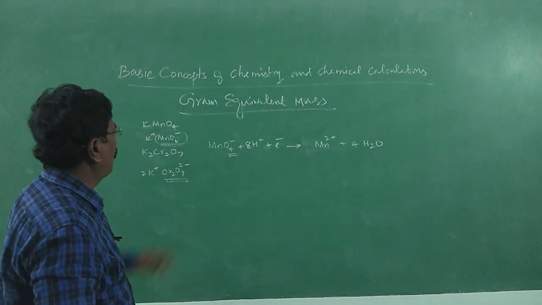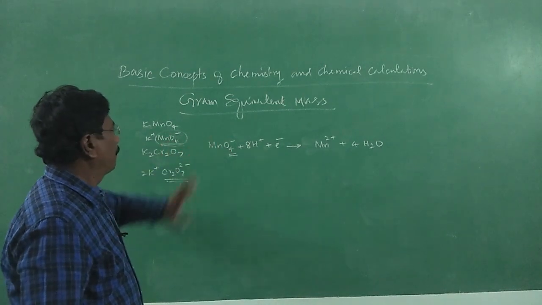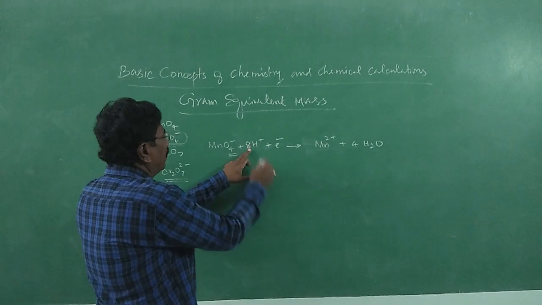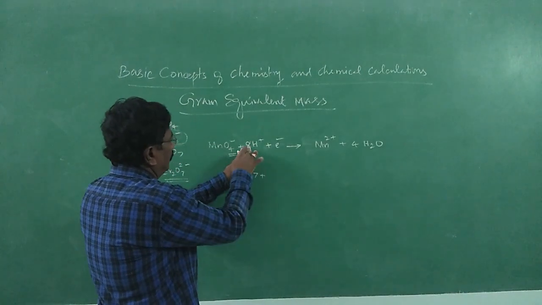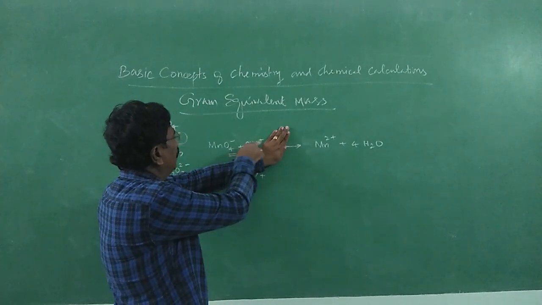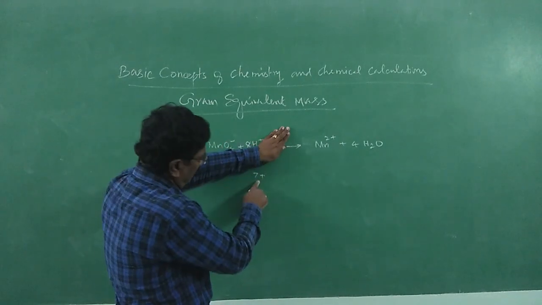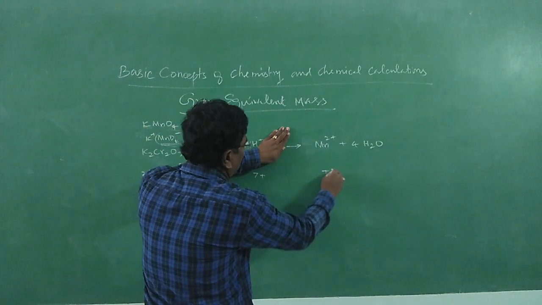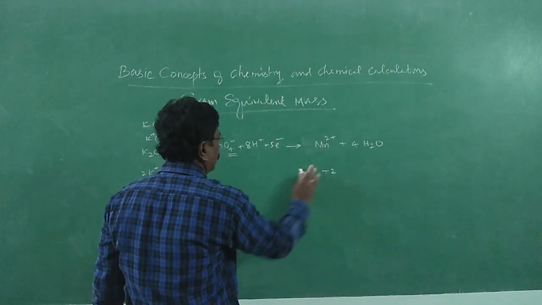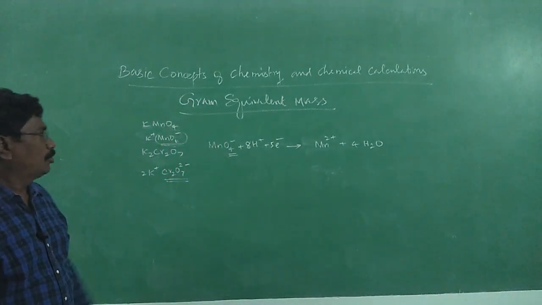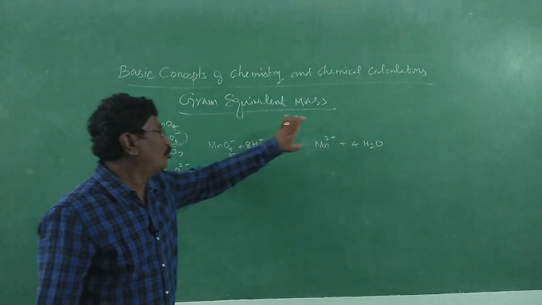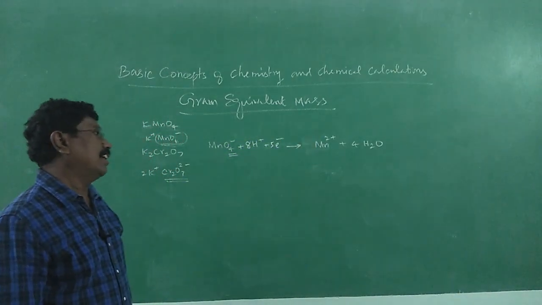MnO4 minus. If I forget about the electrons, 8 plus minus 1 is 7 plus on the left side. 7 plus is becoming 2 plus. That means it has to accept 5 electrons. So it accepts 5 electrons. So the permanganate ion in acid medium accepts 5 electrons to become the manganese ion.